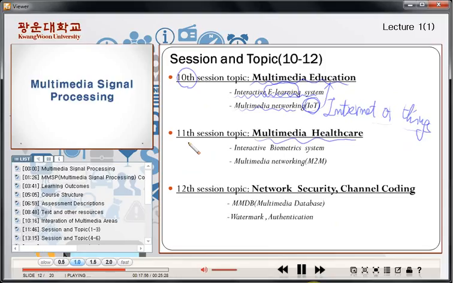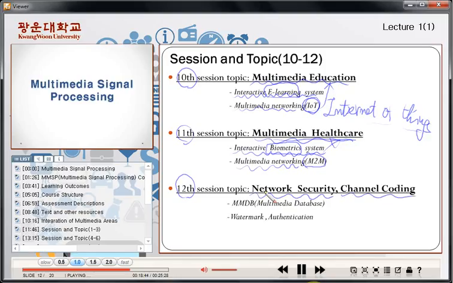And the 11th session topic is multimedia healthcare. For multimedia healthcare, interactive biometric systems are necessary. Here, biometrics is remote sensing for measuring patients' biostate. And for multimedia healthcare, multimedia networking, especially machine-to-machine networking, is necessary for transmission of biodata. Okay? And the 12th session topic is network security and channel coding.